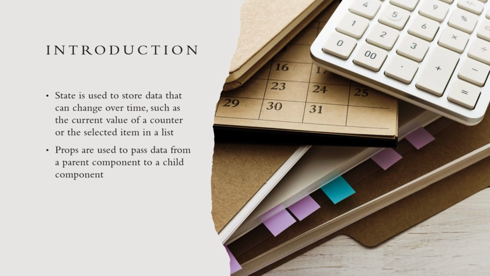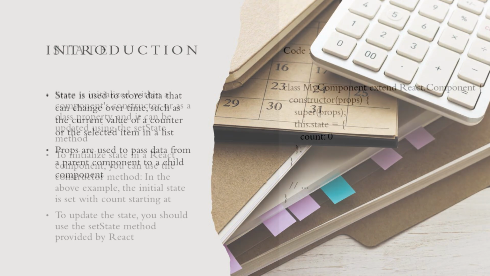State is used to store data that can change over time, such as the current value of a counter or the selected item in a list. Props are used to pass data from a parent component to a child component.